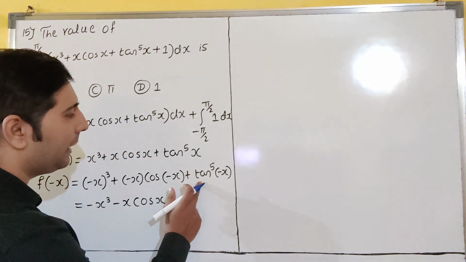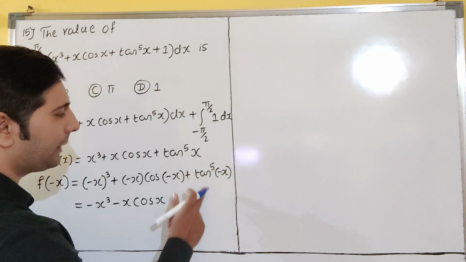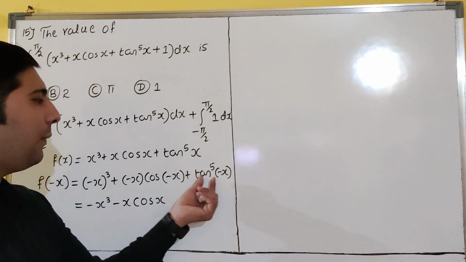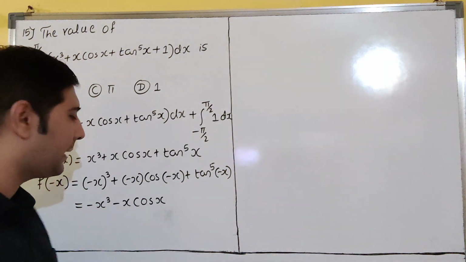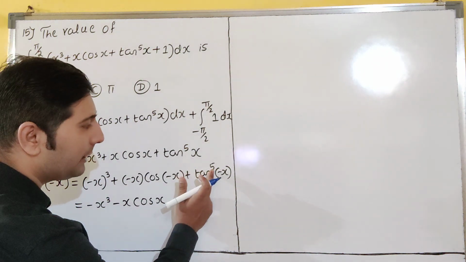So tan raised to 5 of minus x. Tan of minus x is what? Minus tan x, dear student. And an odd power is there.